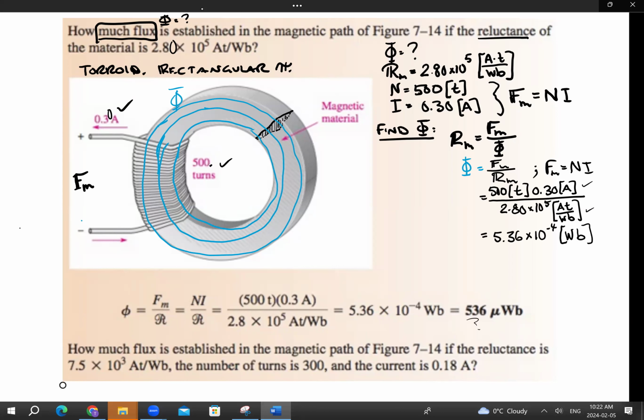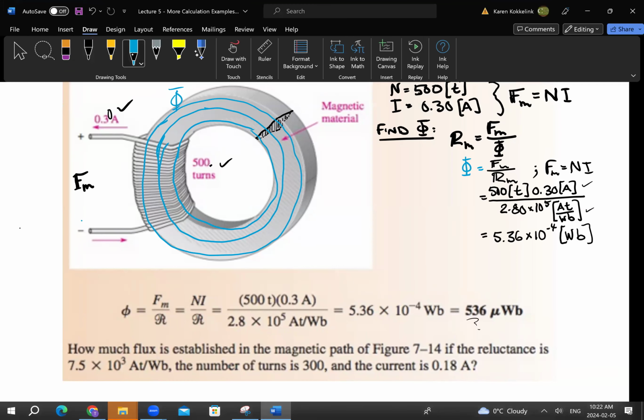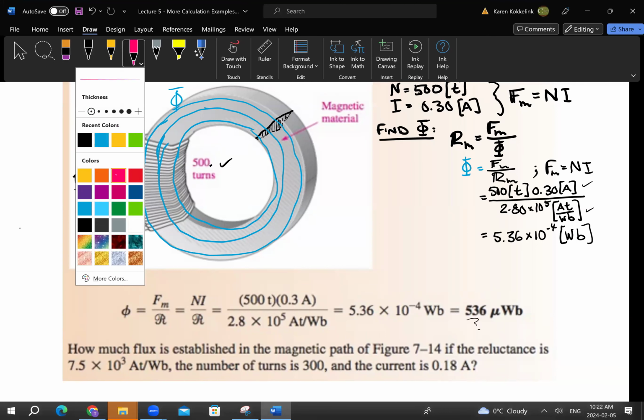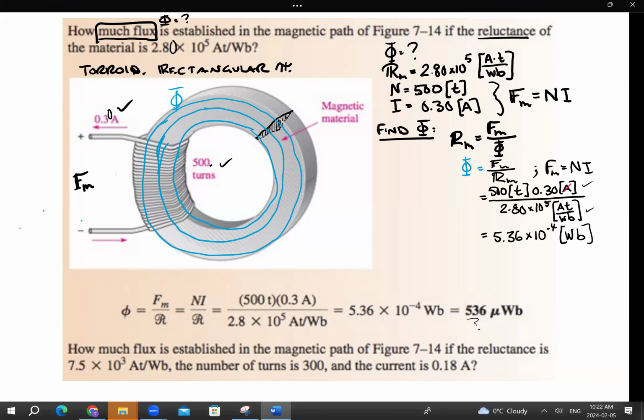And once I look at my units here, let's make sure that we all understand what units are looking like. This amp is going to get crossed out with this amp. I've carried along the word turn, so that crosses out with this turn. I have 1 over Weber in the denominator, which of course mathematically just means Weber is in the numerator. Now we look at this textbook answer. It's 536 microweber.